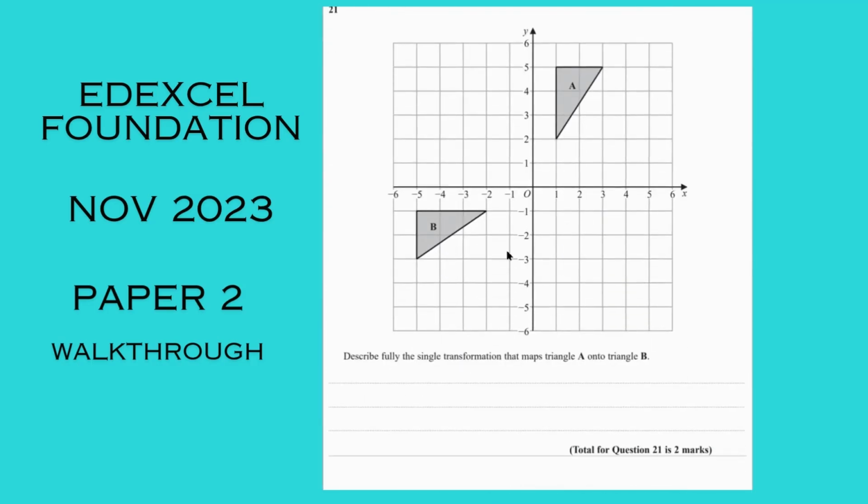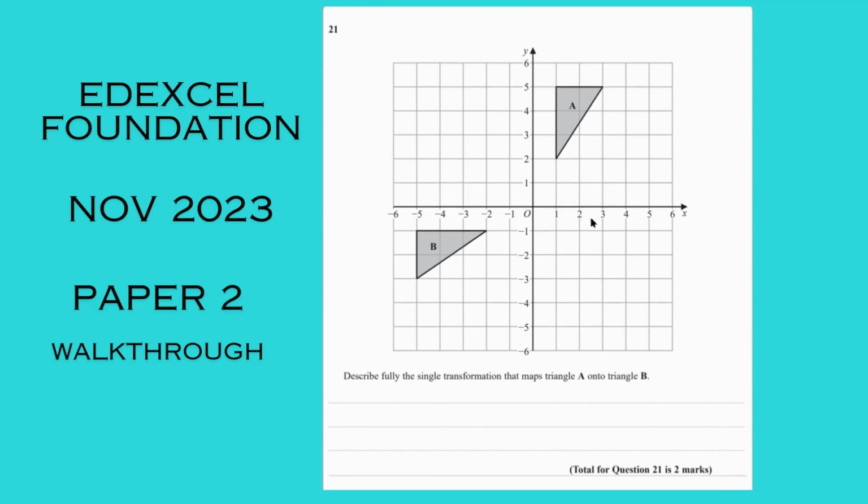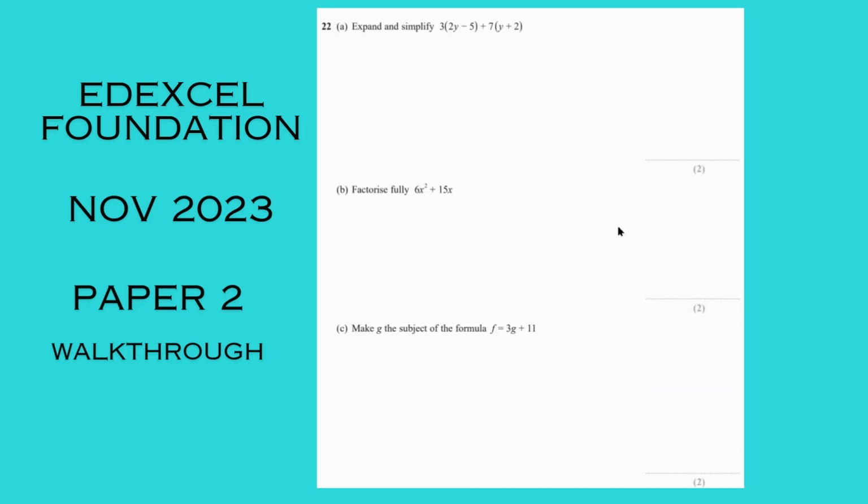On to question 21. Now, as you can see, very tempting for a rotation, but it's the wrong way around. If you rotated A that way, it would actually be that way up. So tempting to put rotation, but no. It is a reflection in the line y equals negative x. It's a downhill line.